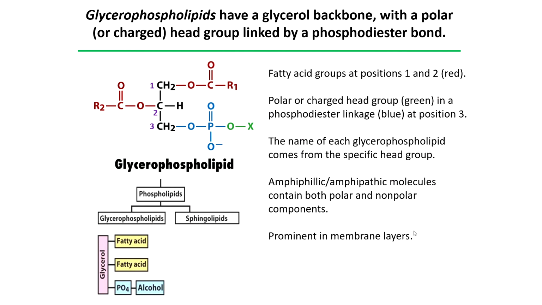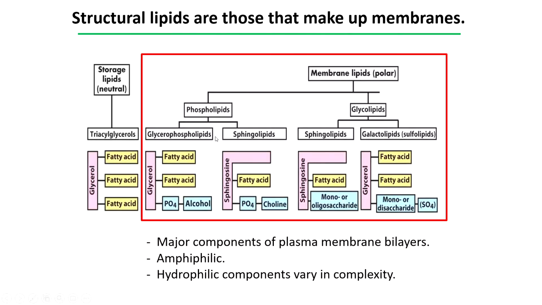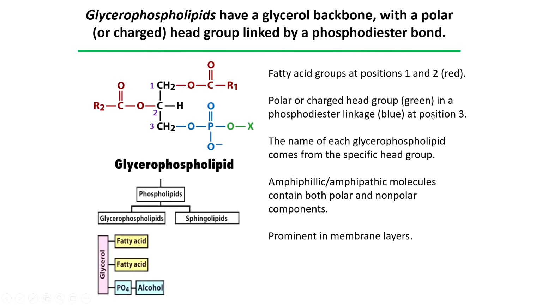Let's start with the glycerophospholipids, which are pictured here. There are two major types of membrane lipids: the phospholipids and the glycolipids. Phospholipids have a phosphate head group. Glycolipids have some type of carbohydrate head group. So first, let's talk about phospholipids.